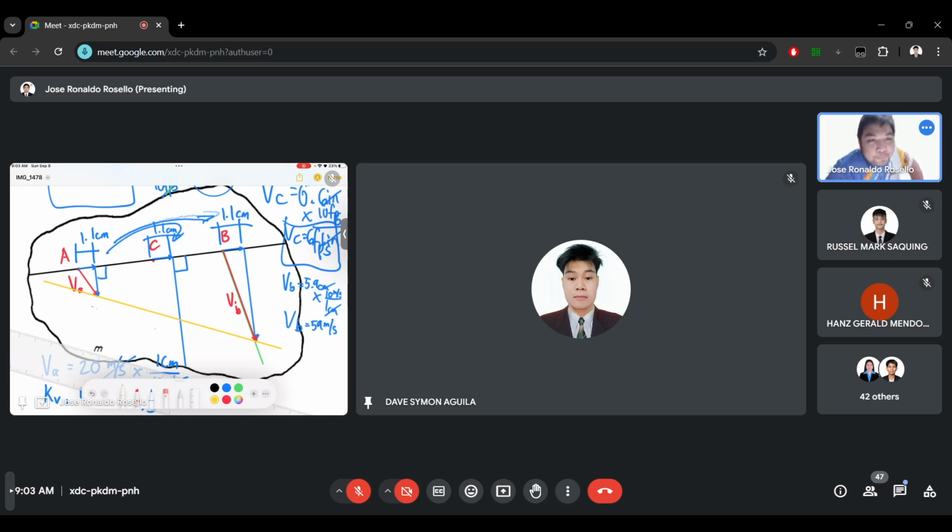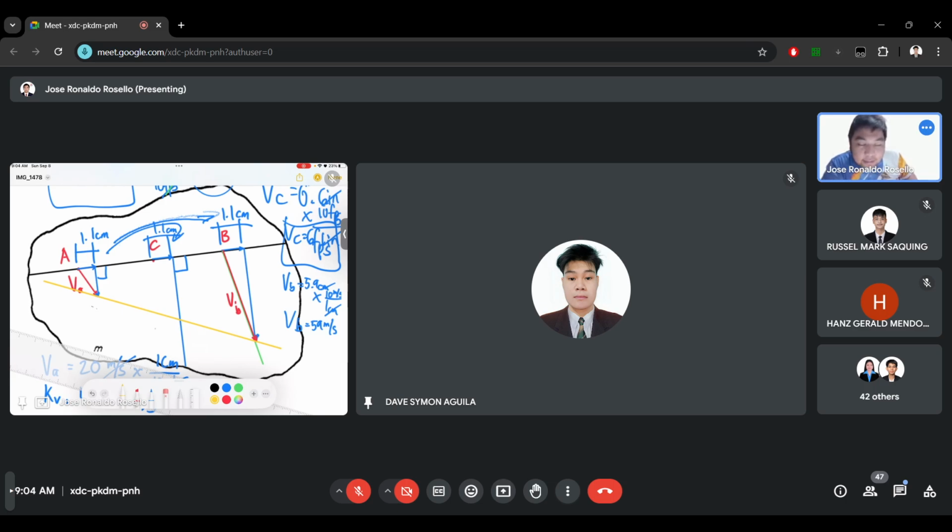Okay, I will repeat. When points are on the same line, it means the direction of the velocities of them are all the same. And when we make a proportionality line, we have to connect the arrowheads of their vectors. So when I connected the proportionality line to vector VA and vector VB, it means that vector VC is also in this yellow line or this proportionality line.